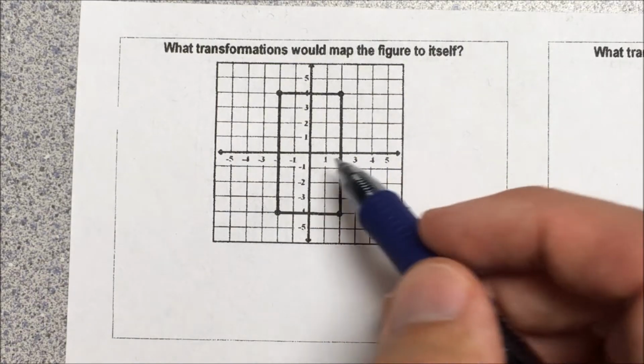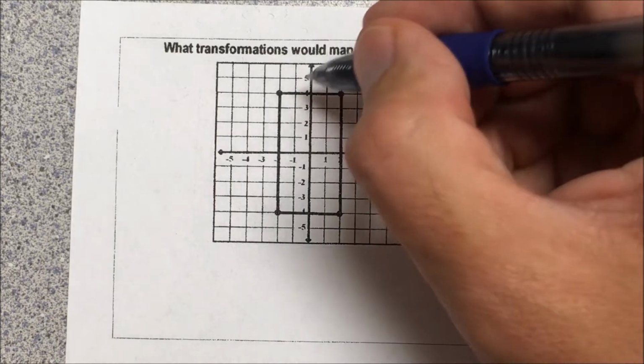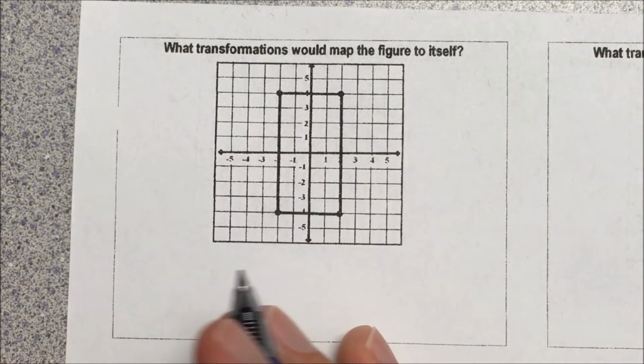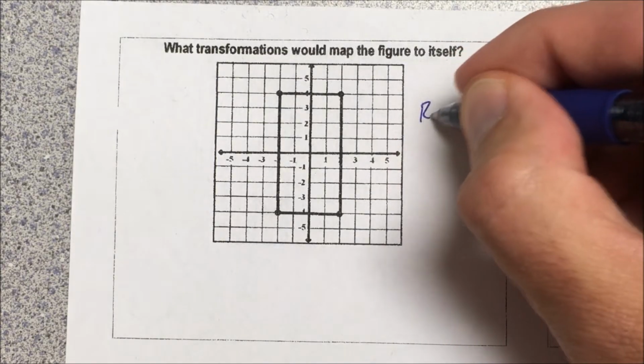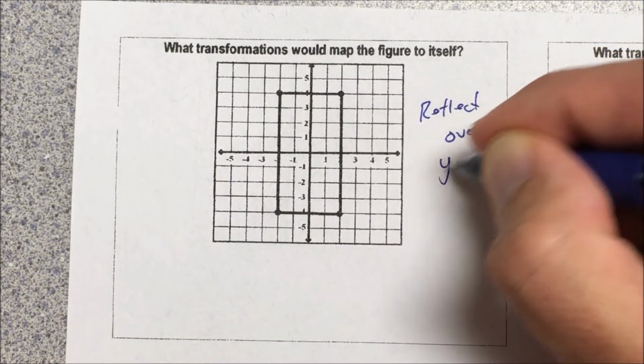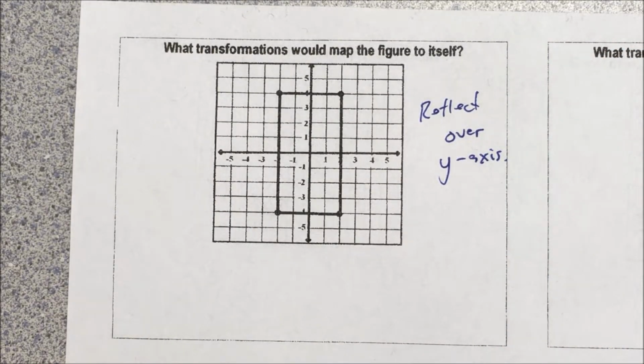With this one, I have a rectangle, and it seems to be centered at 0, 0. If I reflect this thing across the y-axis, it would look exactly the same, and it'd be in the same spot. So I would say reflect over y-axis. That's one way that it would map to itself.